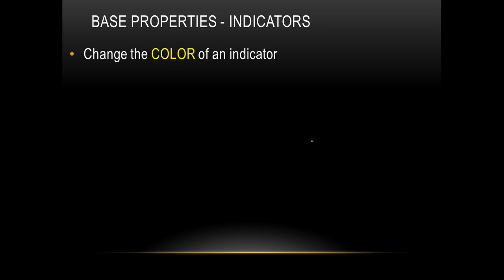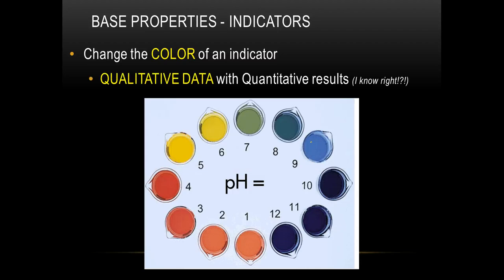Indicator, exact same answer as acids. They will change the color of an indicator. It's just going to give you a different color, that's all. And again, it's qualitative data with quantitative results. We'll get more into pH next week, but the pH of a base is going to be more like 8, 9, 10, 11, 12. That's going to be your basic range.